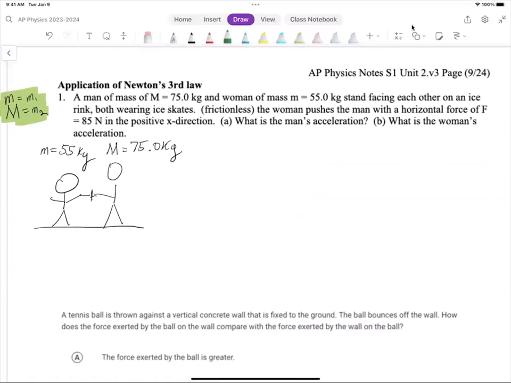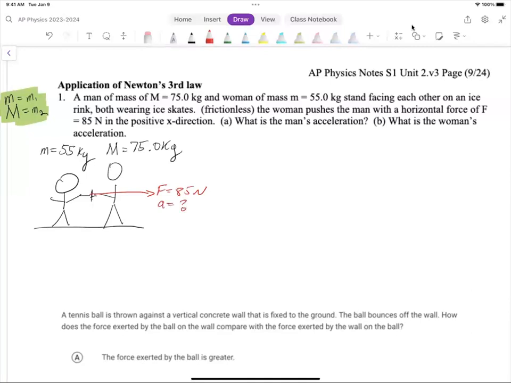I have a man of mass, capital M equals 75 kilograms, and a woman of mass, lowercase m equals 55 kilograms, standing facing each other on an ice rink, wearing ice skates. In other words, a frictionless surface. The woman pushes the man with the horizontal force of 85 newtons in the positive x direction. So here's the force of 85 newtons of the woman on the man. I've already drawn it to save some time. What is the man's acceleration? Acceleration equals question mark of the man.